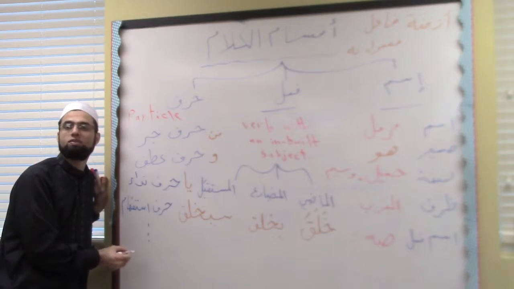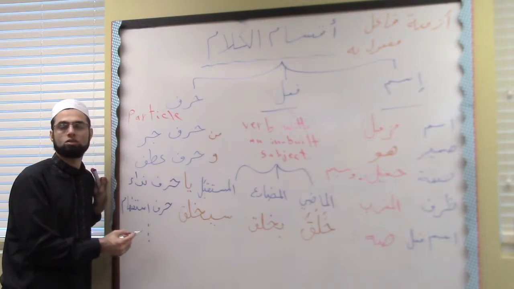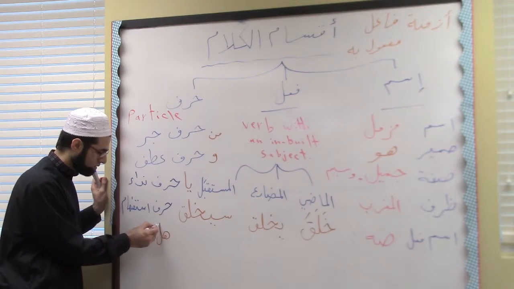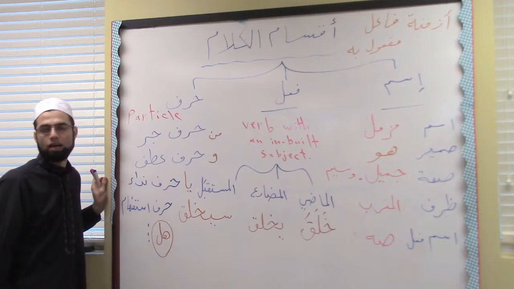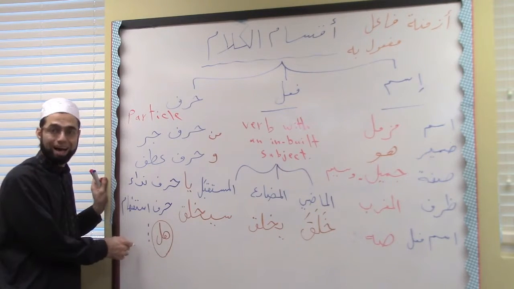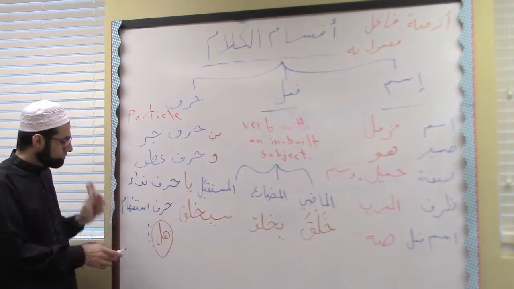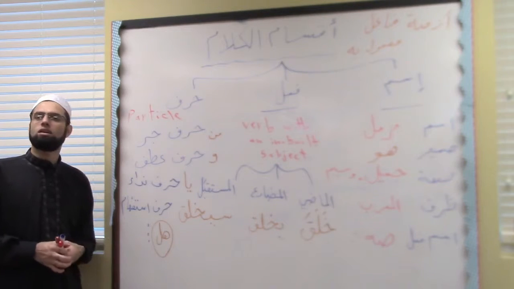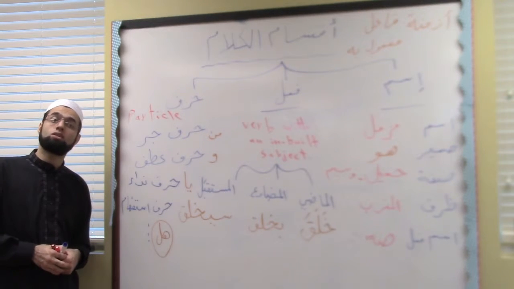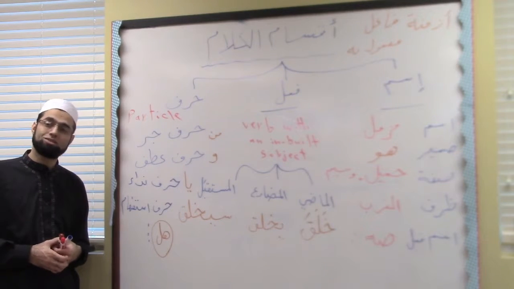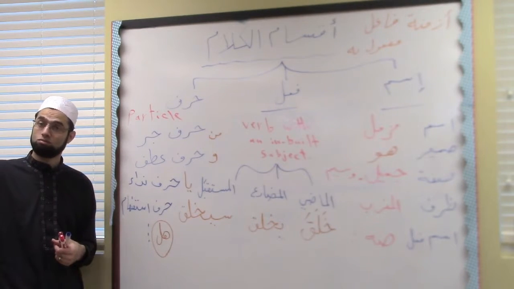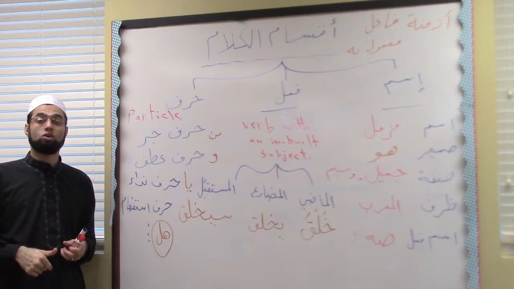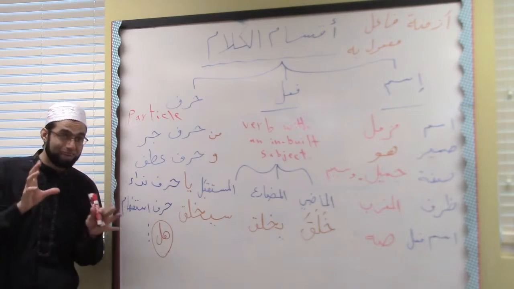Last one is harf istifham. The major one is what? Who knows? Hal. Also we have A. But hal is the major one. So how do you translate hal? Is or are. Hal could mean is or are, or it could mean do or does, or even did. Hal ja'a, did he come? Hal sayati, will he come? Hal huwa yaktub, is he writing? You see, so it depends.